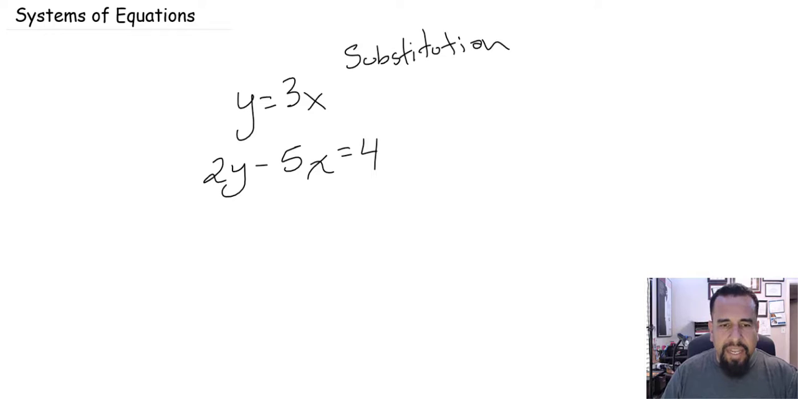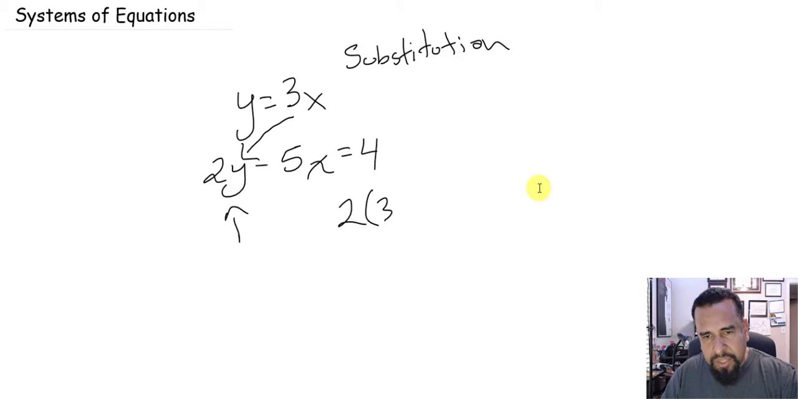Now basically, especially when it's written in this format, this one right here has y equals 3x. Excellent. I want you to look here. I have a y right there. That means the value of that y is 3x. So I'm just going to substitute this in there. It will look like this.